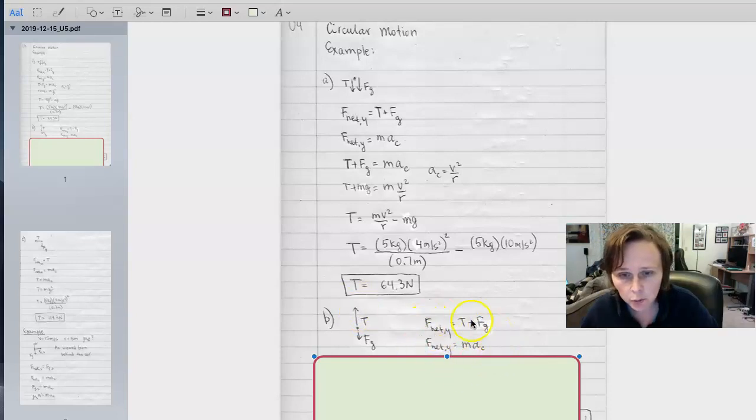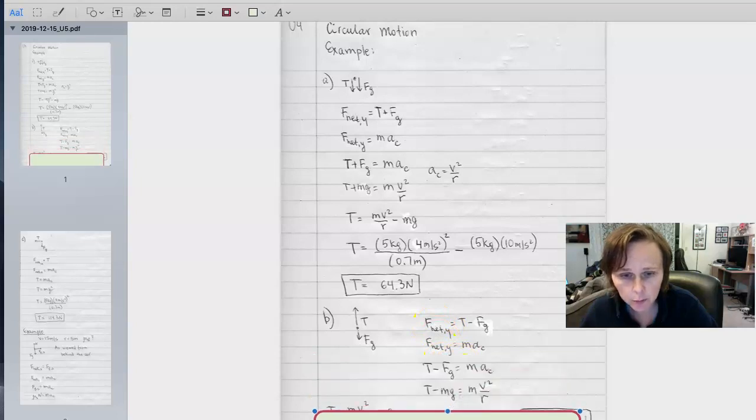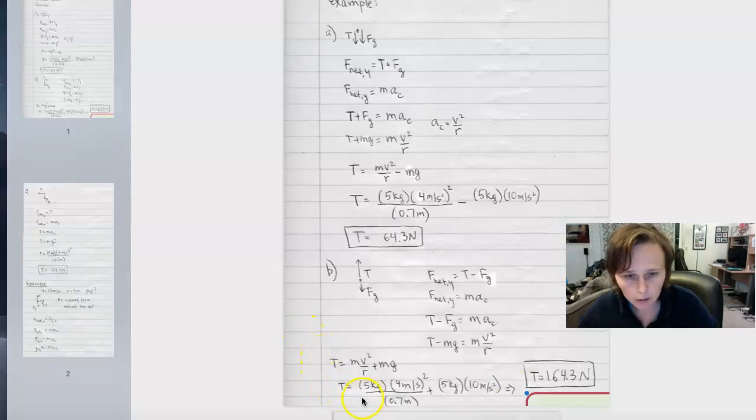So we write our two equations. In this case, tension minus force of gravity is the net force in the y direction. Then we combine those two equations, and what we get is that the force of tension is 164.3 newtons, which makes sense. It is greater at the bottom of the circle than at the top.